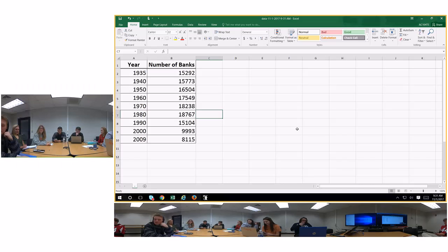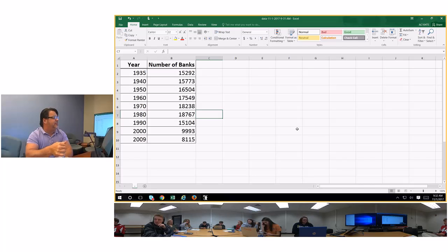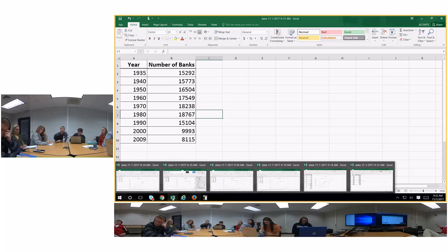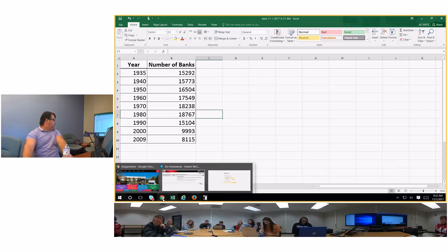Was the question asking for the number of years after a certain time? They want you to do a scatter plot and then try to find the trend line, and I think that's what it says. But for our X values, are we using like 1935 and 1940? Let me look and see. I don't know. That's a good question. Hold on, I'm trying to find it.